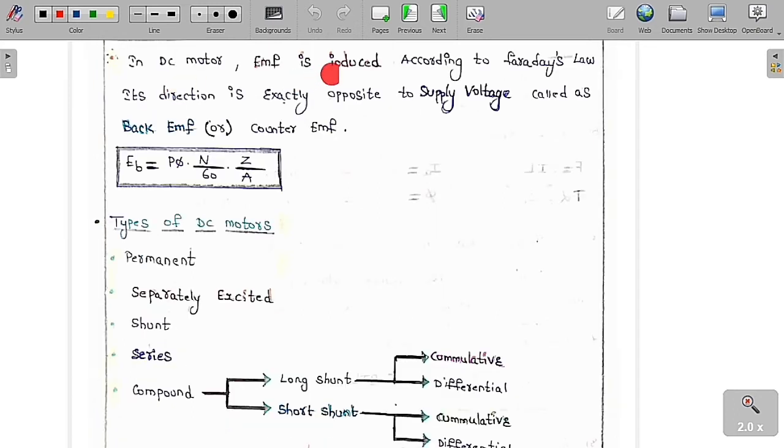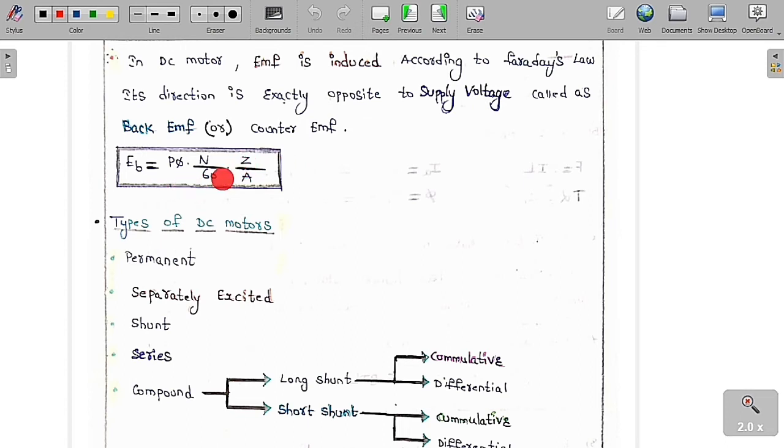In a DC motor, EMF is induced according to Faraday's law. Its direction is exactly opposite to the supply voltage, which is called the back EMF or counter EMF. The back EMF polarity and the supply voltage polarity are opposite to each other. So simply we can say that the current is going to get reduced.